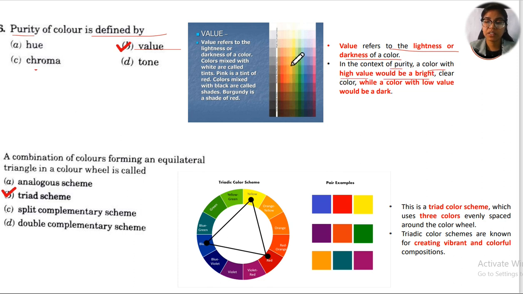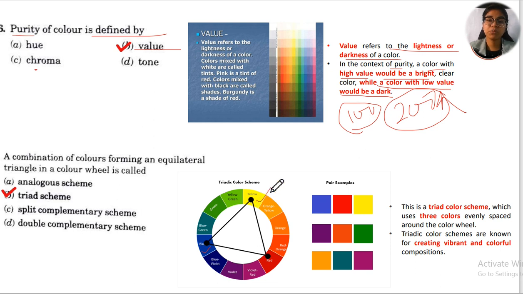So the color which will be having a high value, suppose having a value of 100, or there is any other color which is having a value of 200. So the color having higher value like 200 will be brighter than the color having a value of 100. So more value means more bright, while a color with low value would be a dark color. Suppose here blue color will be having lower value than yellow color, because yellow is brighter in comparison with the blue color. Okay, now see, value refers to the lightness or darkness of a color.